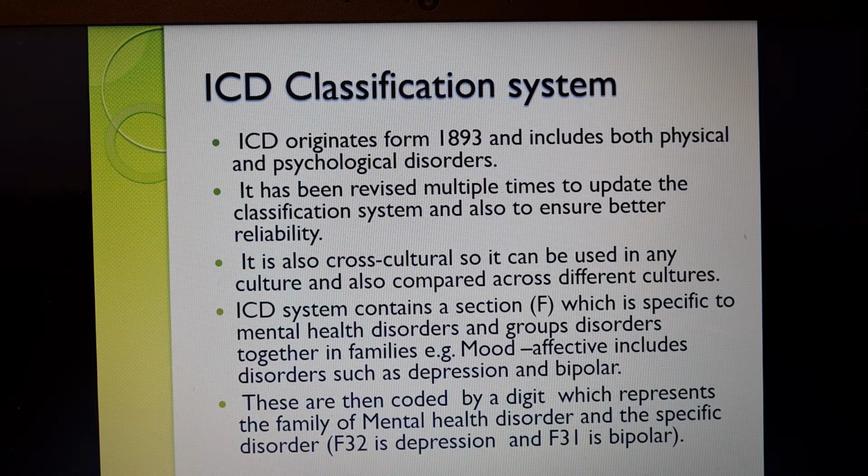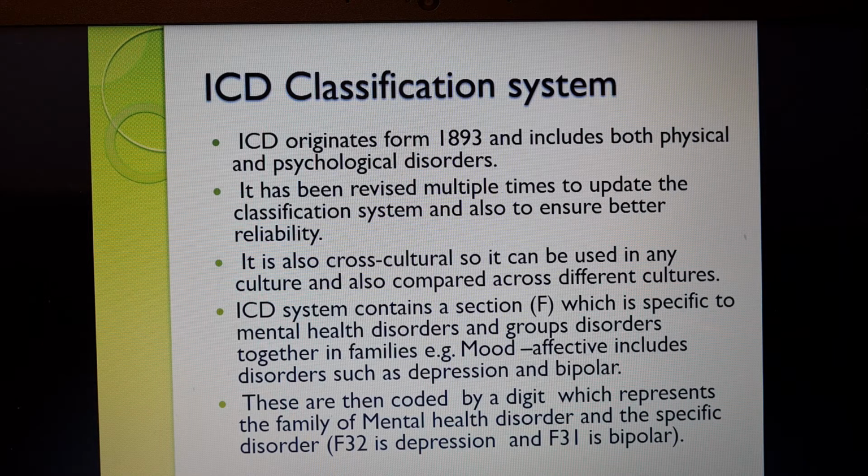The first system we're going to talk about is the ICD, the International Classification System. This originates from 1893 and includes both physical and psychological disorders, so it's not just mental health issues, but also physical disorders. It has been revised several times to update the system, and the whole point of updating a system is to make sure it is more reliable and more valid. The ICD has been used internationally, so it is cross-cultural, and it has been used in lots of different countries, where symptoms and diagnosis can also be compared across different cultures.